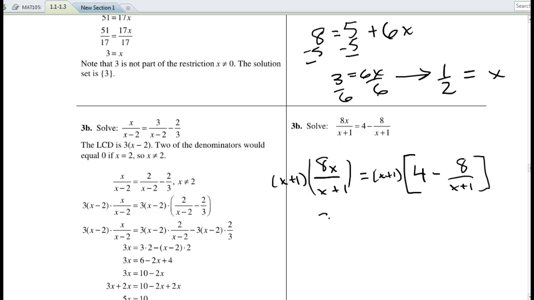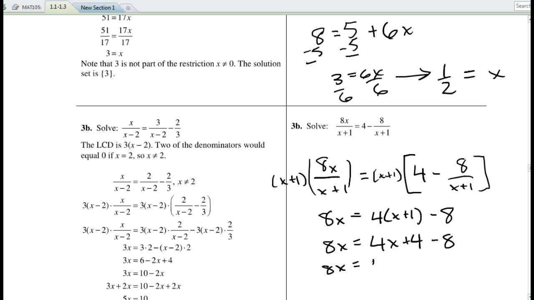So on the left, we just get 8x. On the right, we have to distribute, so we'll have 4 times x plus 1. And in the second term, we get cancellation, so it just becomes minus 8. Then we get a nice linear equation, 8x equals 4x plus 4 minus 8. So we have 8x equals 4x minus 4.